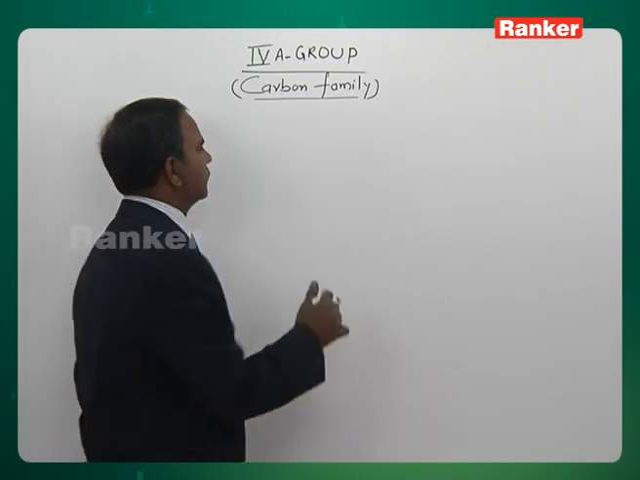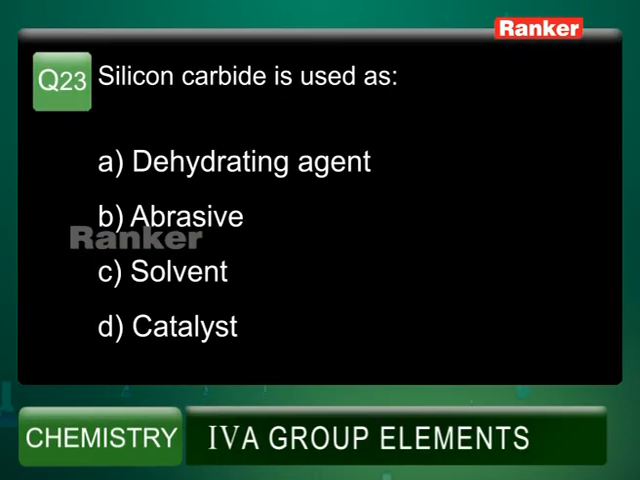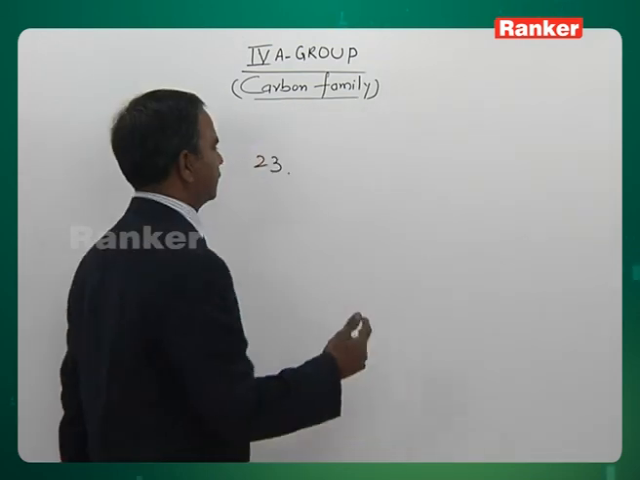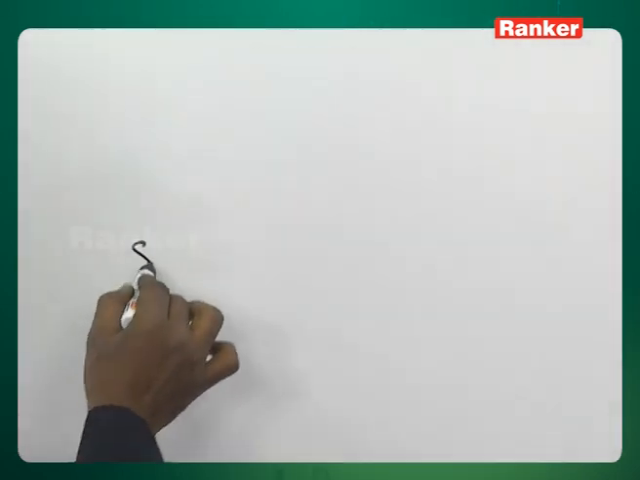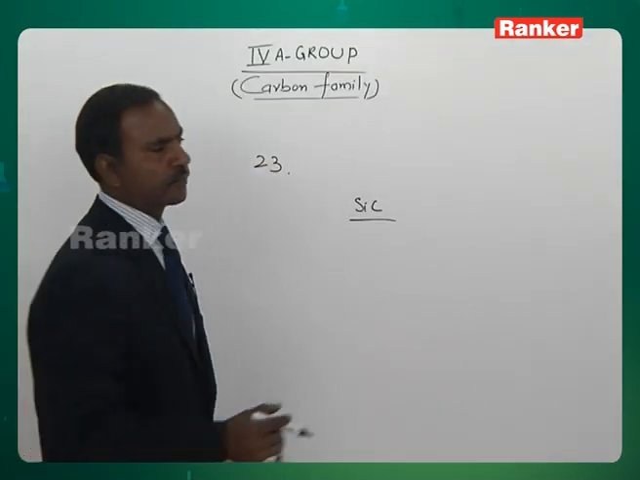Question number 23. Silicon carbide is used as a dehydrating agent, abrasive, solvent, or catalyst. Silicon carbide is one of the hard substances. SiC is a hard substance.